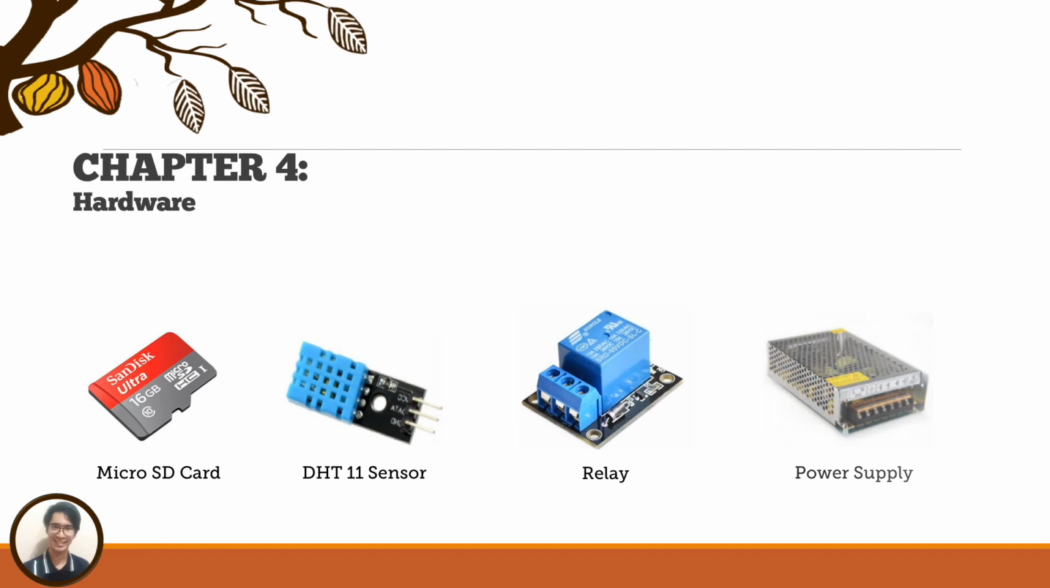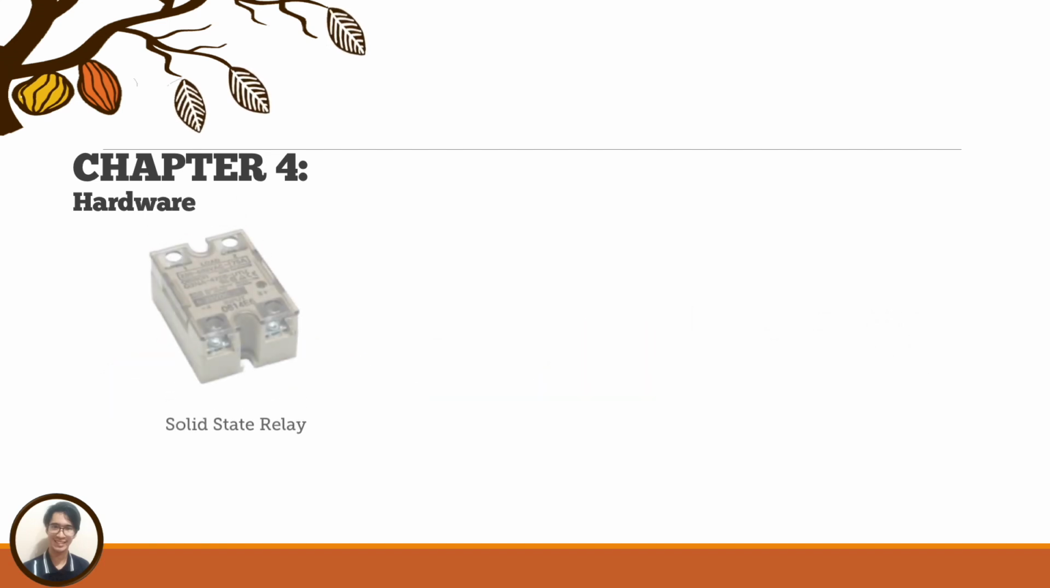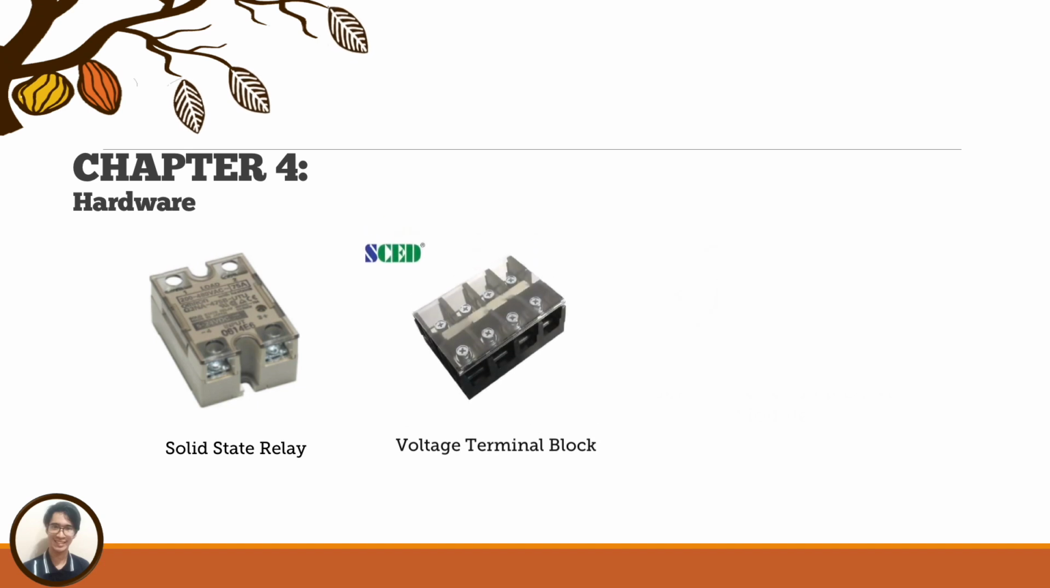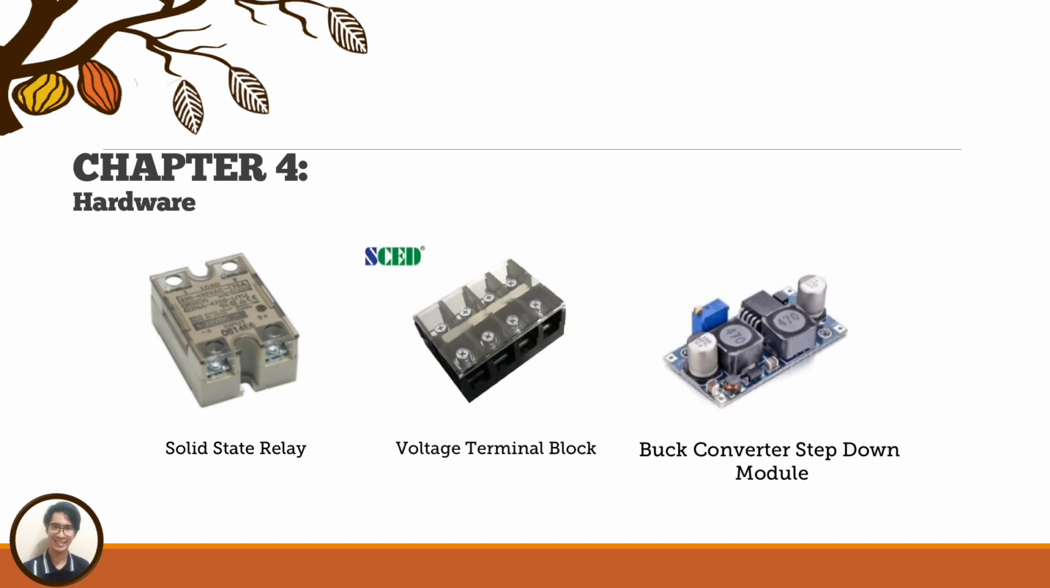Next, we have the solid state relay, which has a 5 ampere rated load current, and then the next would be the voltage terminal block, which is used to join multiple wires without the need of intertwining them all together, and then the next would be the buck converter step-down module, which is used to protect the whole system from short-circuiting by limiting the current and self-recovery.